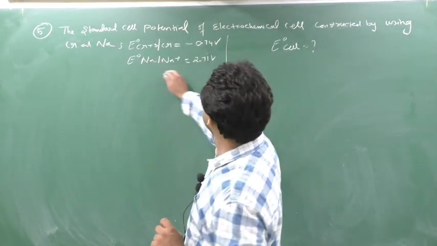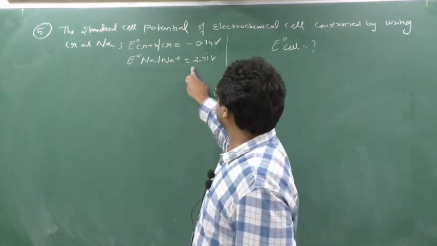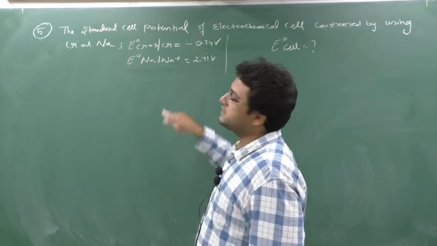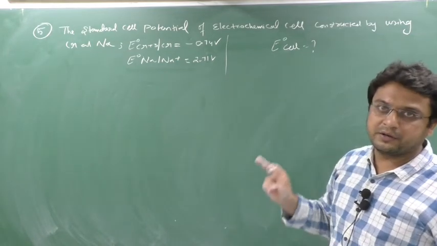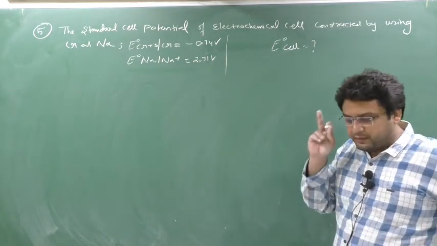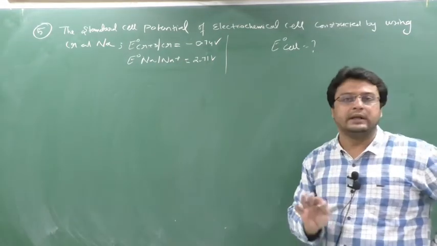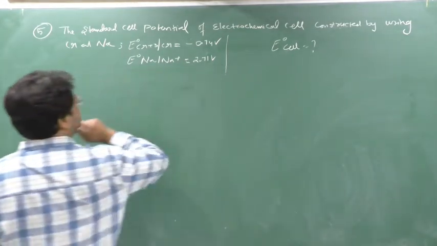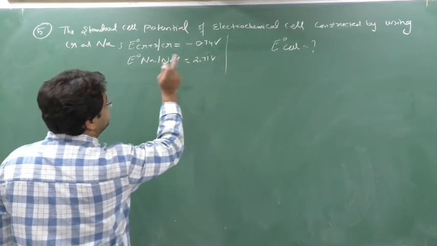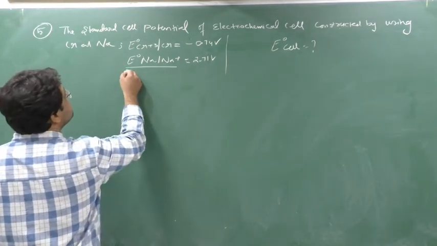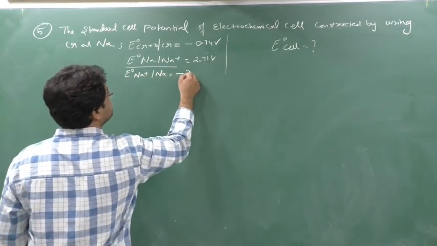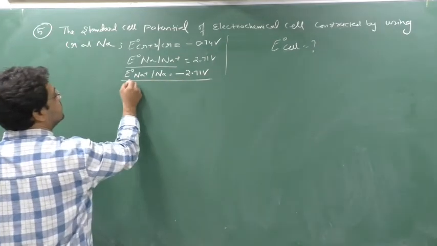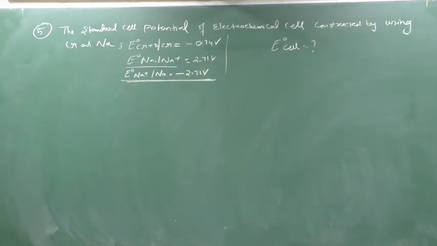The question first: see, this is oxidation potential, this is not a reduction potential. Always before starting the question you should see the potential value, whether they have given the reduction or oxidation. Questions are always solved by reduction potential values only. So first convert this oxidation potential value into the reduction potential value. So E0 Na plus slash Na equals minus 2.71 volt. Clear beta?